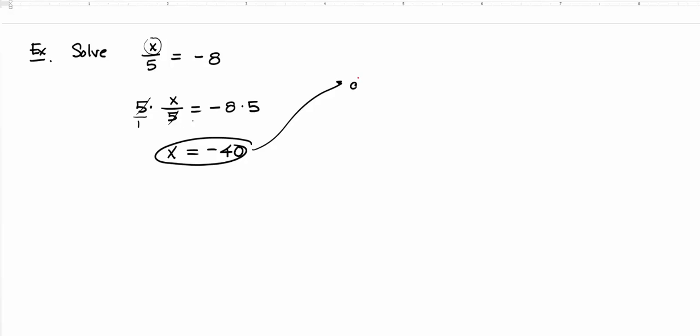And again, I can check it. I have x over 5 equals negative 8. That's my original. So if I say negative 40 over 5, does that equal negative 8? And sure enough, it does. So I know I came up with the right solution.